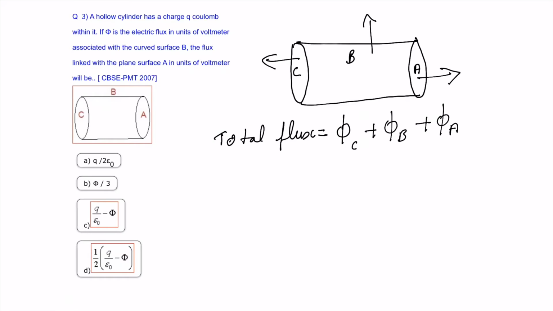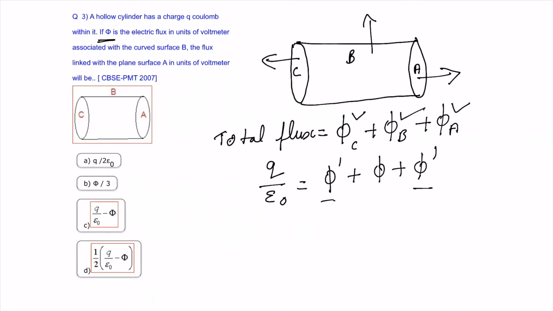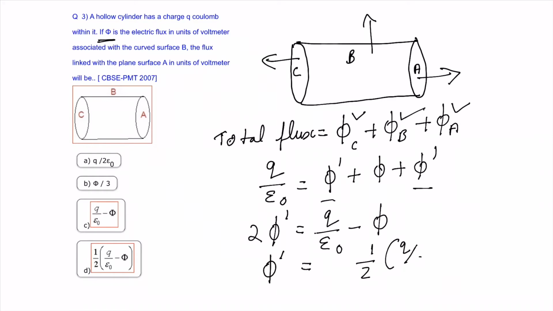Now we know as per Gauss theorem, total flux is Q by epsilon 0. And for C and A, they are symmetrical, so the flux through them will be equal. So we can call it phi dash plus phi B, which as per the question is phi. So phi plus 2 phi dash will be equal to Q by epsilon 0, that is 2 phi dash will be equal to Q by epsilon 0 minus phi. We are supposed to find the flux through a single plane, and that will be equal to 1 by 2 into Q by epsilon 0 minus phi. And the answer is option D.